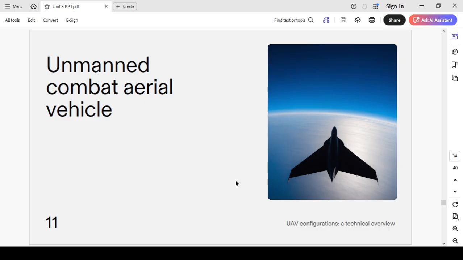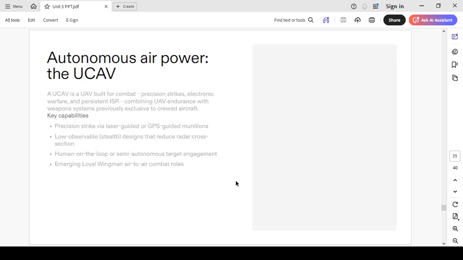where we will be talking about the unmanned combat aerial vehicle. Now, as of now, you are all aware of the war which is going on between US, Iran and Israel, in which drones are playing a major role in defense technologies. Okay, so, autonomous air power.